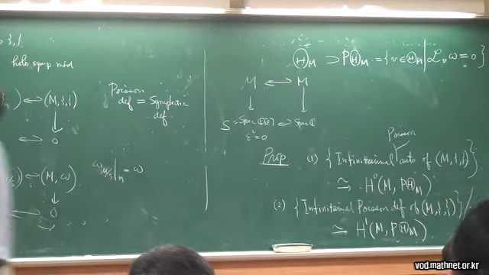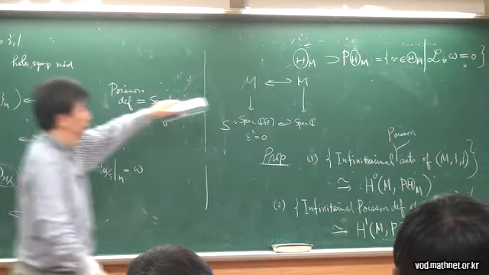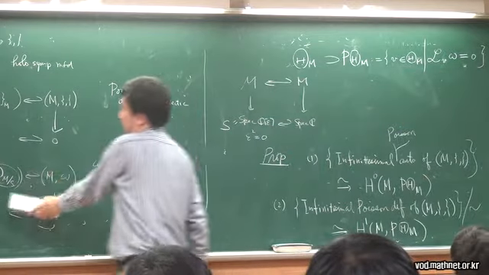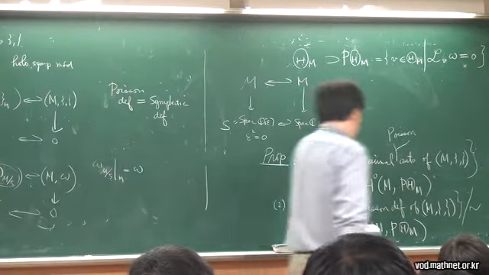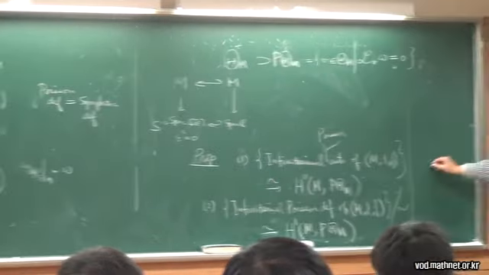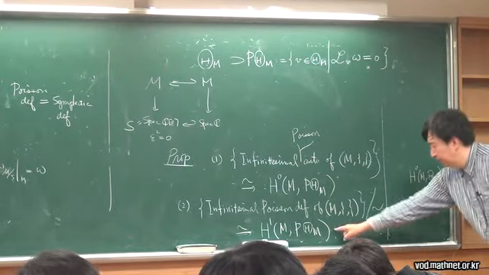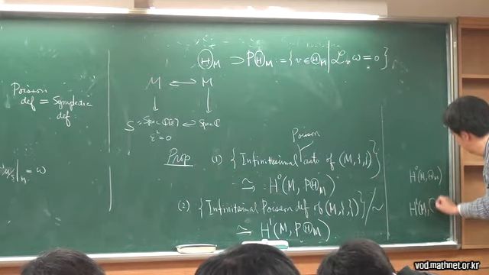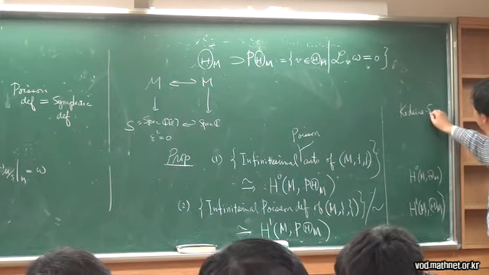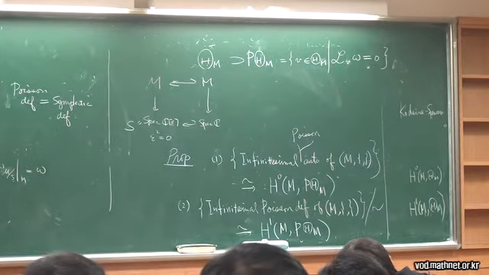This is similar to the Kodaira-Spencer theory. In Kodaira-Spencer theory, you start from a complex manifold, not with such a Poisson structure or symplectic structure. But in the usual Kodaira-Spencer theory, this corresponds to H0(M, Theta_M), and this corresponds to H1(M, Theta_M). This is the usual Kodaira-Spencer theory.